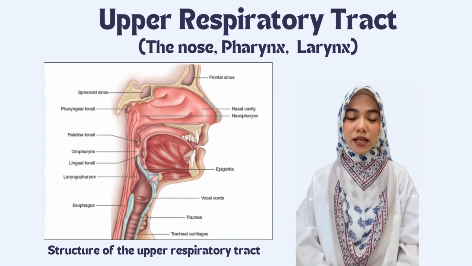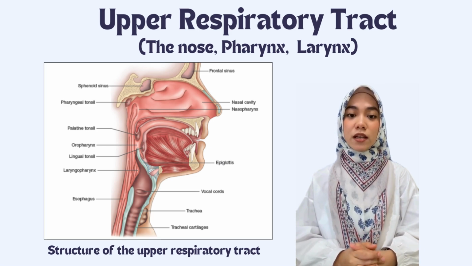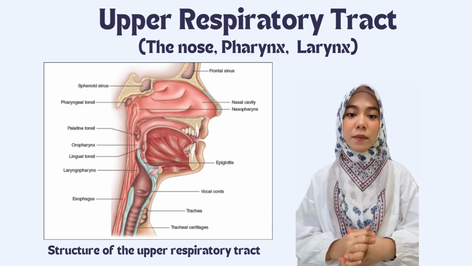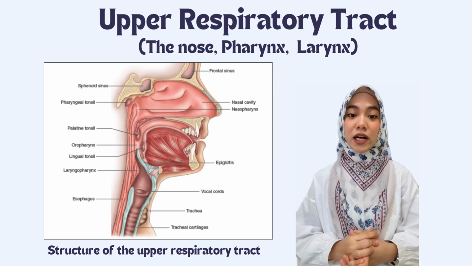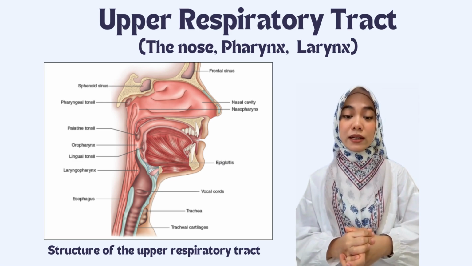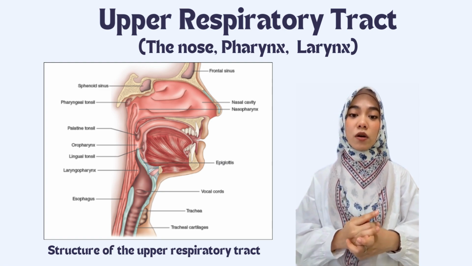Next, I will explain about the upper respiratory tract. The upper respiratory tract consists of the nose, which is known as the nostril, mouth, pharynx, epiglottis, larynx, and trachea. An image shows the structure of the human upper respiratory system. It starts with the nasal cavity in the nose, which extends into the nasopharynx.